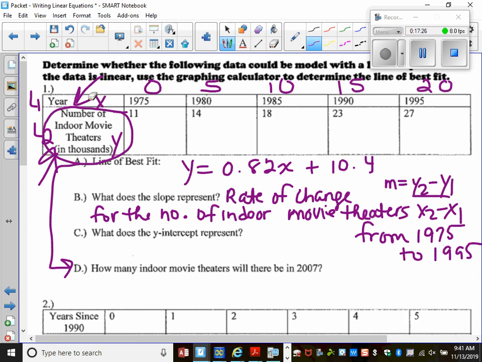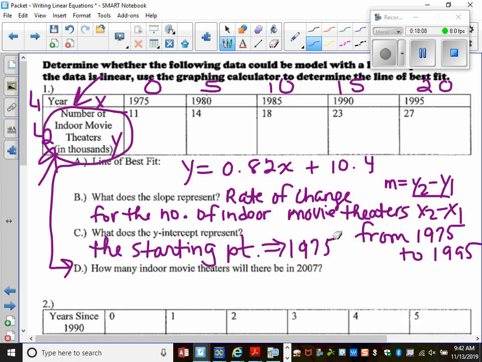What do you think that 10.4 represents? Actually, it's where you start. Right. So that would be the starting point in 1975. Okay, so let's just put the starting point. And the starting point here would be the amount in 1975. So that would be the amount of movies in 1975, because that's where you start.